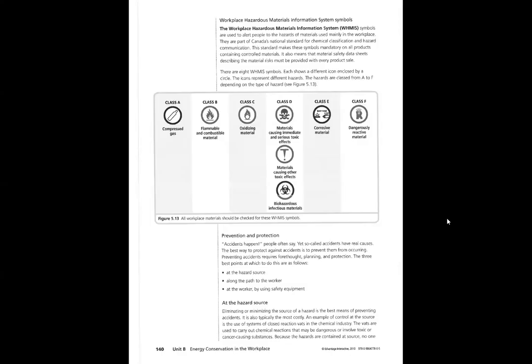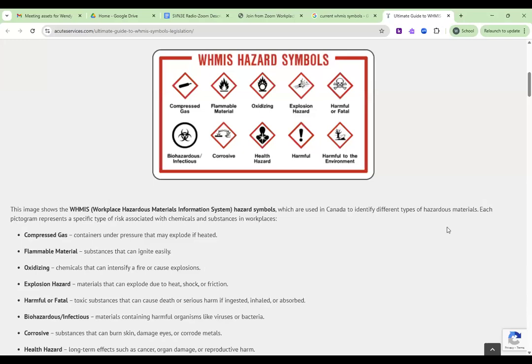All right, the WHMIS symbols are shown there. The first one looks like a tank of gas. That's compressed gas. The next one looks like something on fire, so that is flammable material. The next one is an O in the middle of the flames. That's oxidizing. Oxidizing means it can cause something to go on fire. The next one over shows something exploding. That means it could explode. It's an explosion hazard. Harmful or fatal is the skull and crossbones, right? We know that. That's poisonous, toxic.